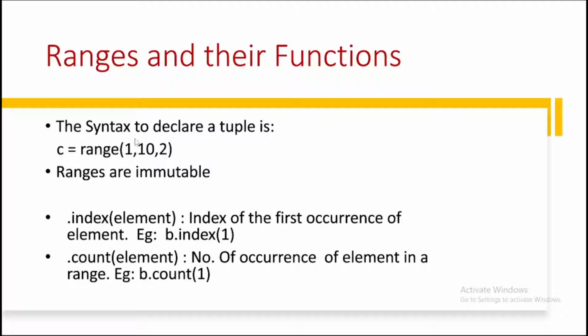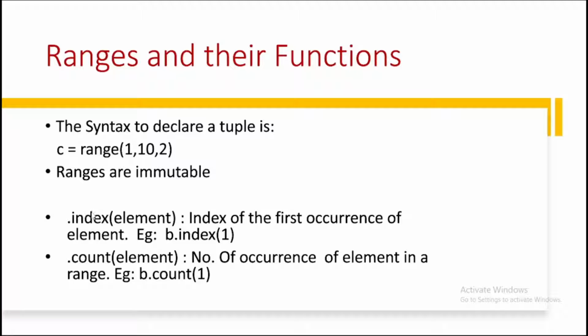So if you give this, we'll store it as 1, comma 3, comma 5, comma 7, comma 9, because the number of increase should be 2. So it will become 1, comma 3, comma 5, and it will go on till it is less than 10. So it will only go up to 9, and after that, since it's greater than 10, it will stop at that. And ranges are also immutable, that is, they cannot be modified.